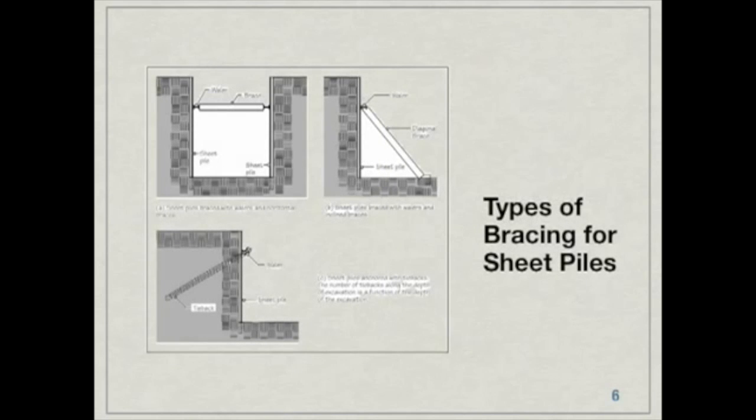This system shows us various bracing techniques for our sheet piling. System A and B listed here are simply whaler brackets placed horizontally and vertically. But System C is what's called a tieback system. I'd like to take a moment and take a closer look at the tieback system.